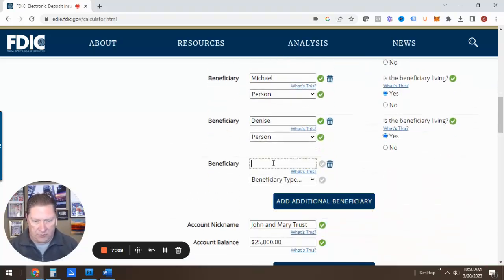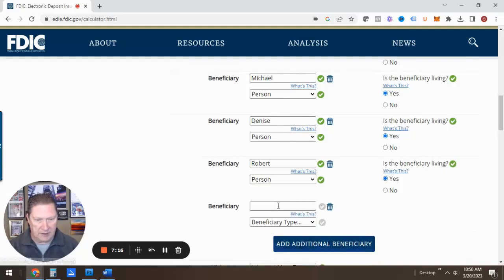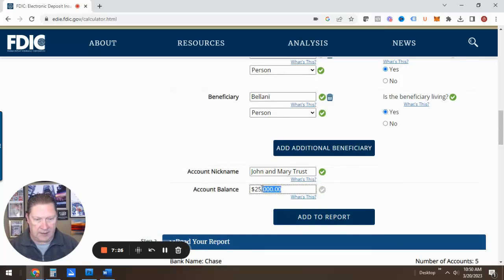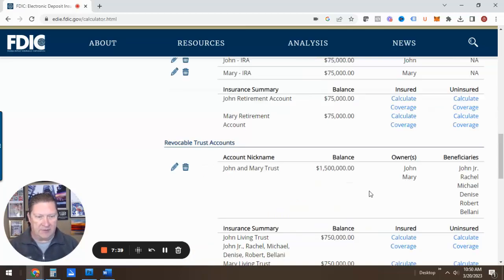I'm going to add a couple more in here. Robert. Person living, and Bellany. There you go. Person living. There you go. And in this trust account is $1.5 million in assets. Add to report.